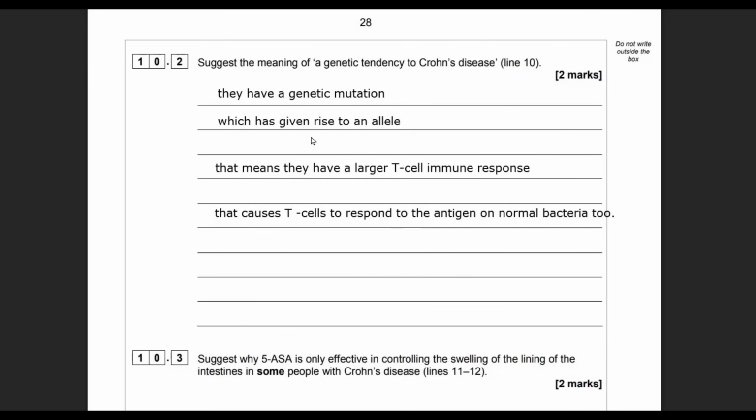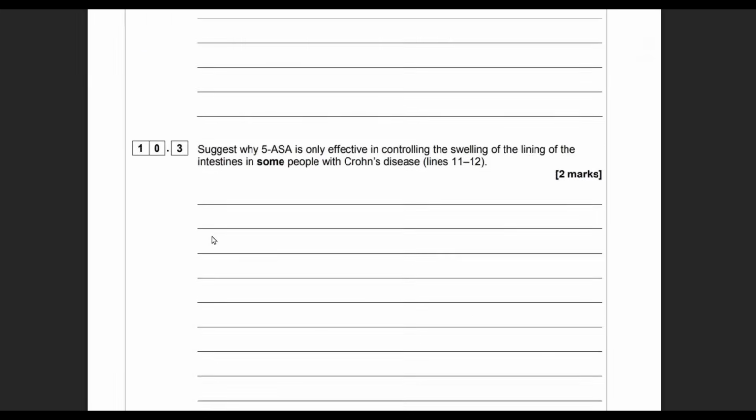Cool. Any two of these. So they have a gene, which means they get a large T cell response, or that they recognize the normal bacteria as foreign too. Okay, let's move on.